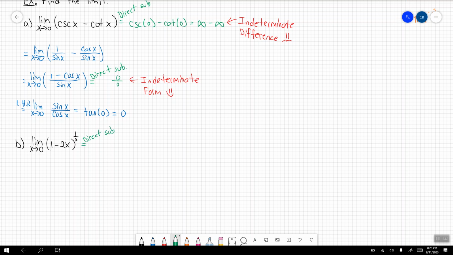So direct substitution, let's try that. As x is approaching 0, the inside of the parenthesis will be 1. The exponent, as x tends to infinity, for my fraction of 1 over x, that overall fraction is going to get extremely large because the denominator is heading towards 0, which means we will have 1 to the power of infinity.